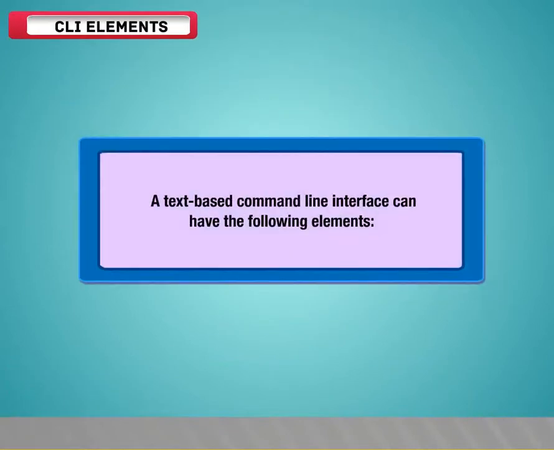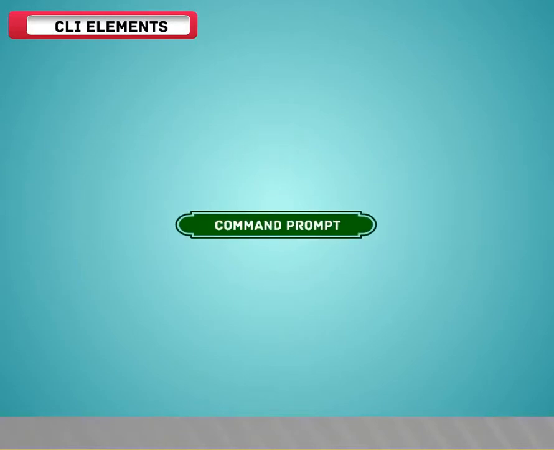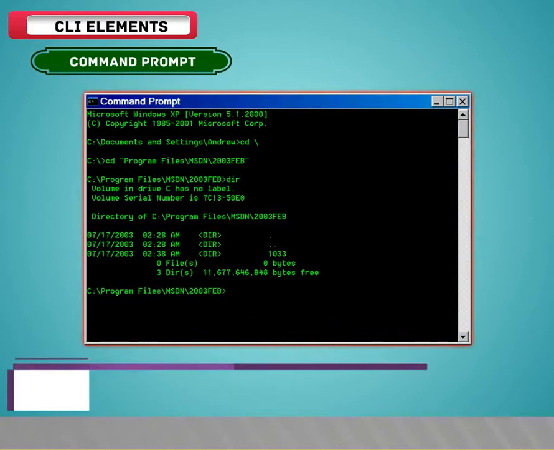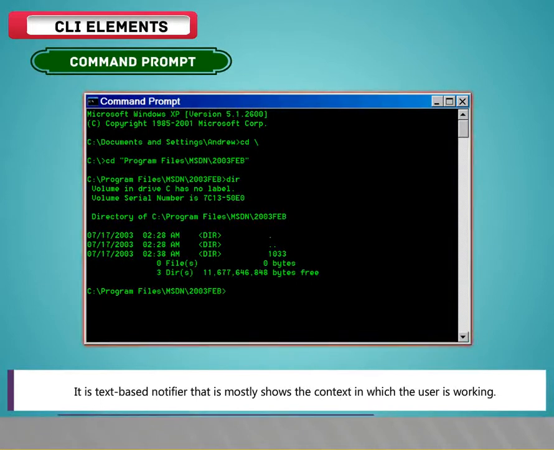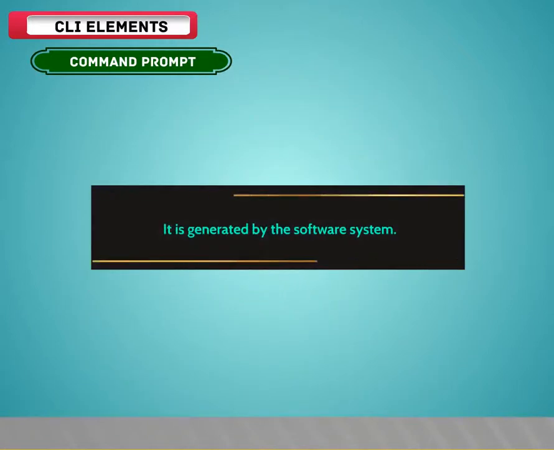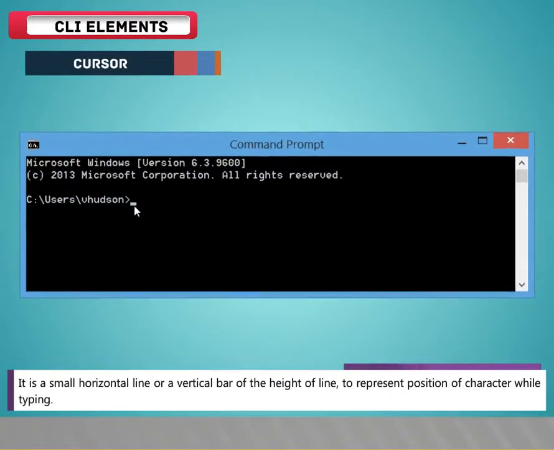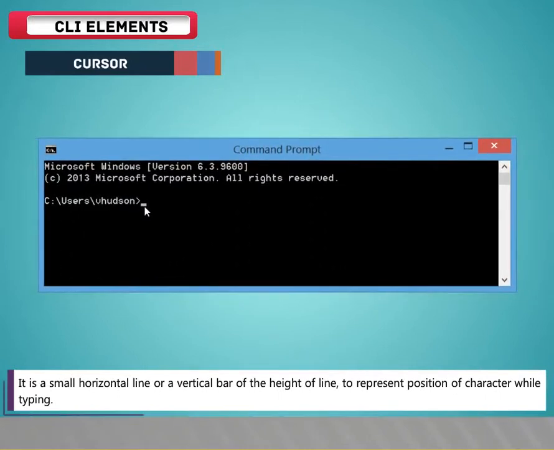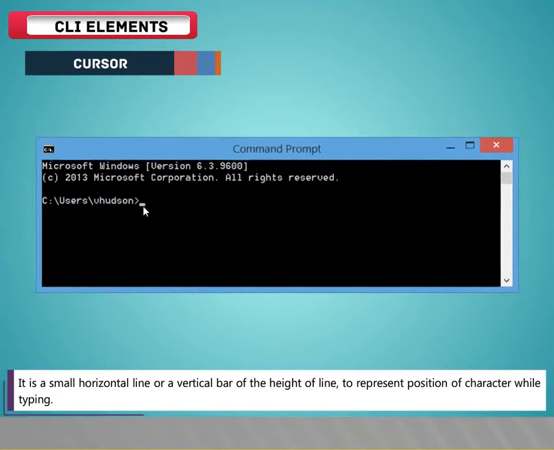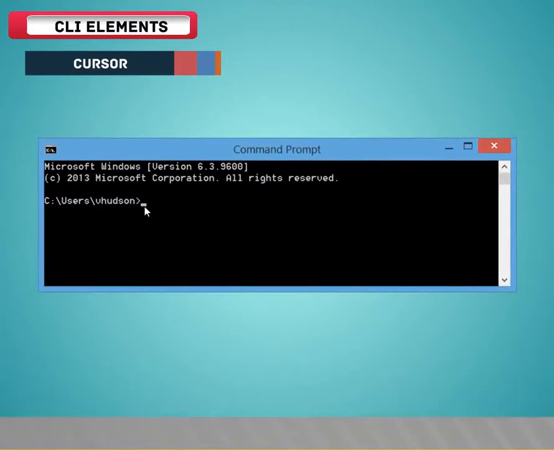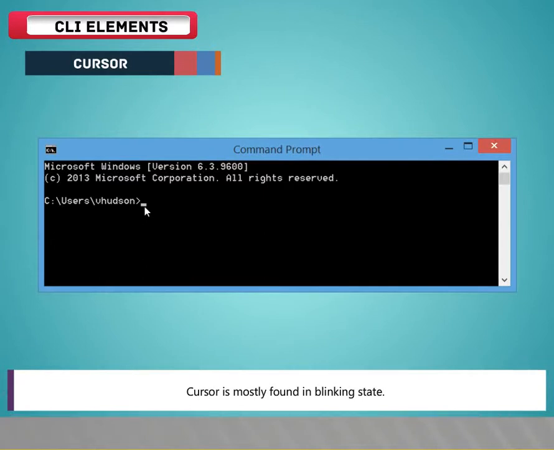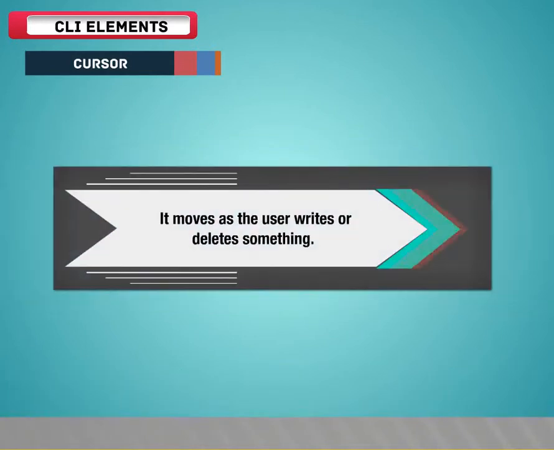CLI elements. A text-based command line interface can have the following elements: command prompt. It is a text-based notifier that mostly shows the context in which the user is working. It is generated by the software system. Cursor. It is a small horizontal line or a vertical bar of the height of the line to represent the position of the character while typing. Cursor is mostly found in blinking state. It moves as the user writes or deletes something.